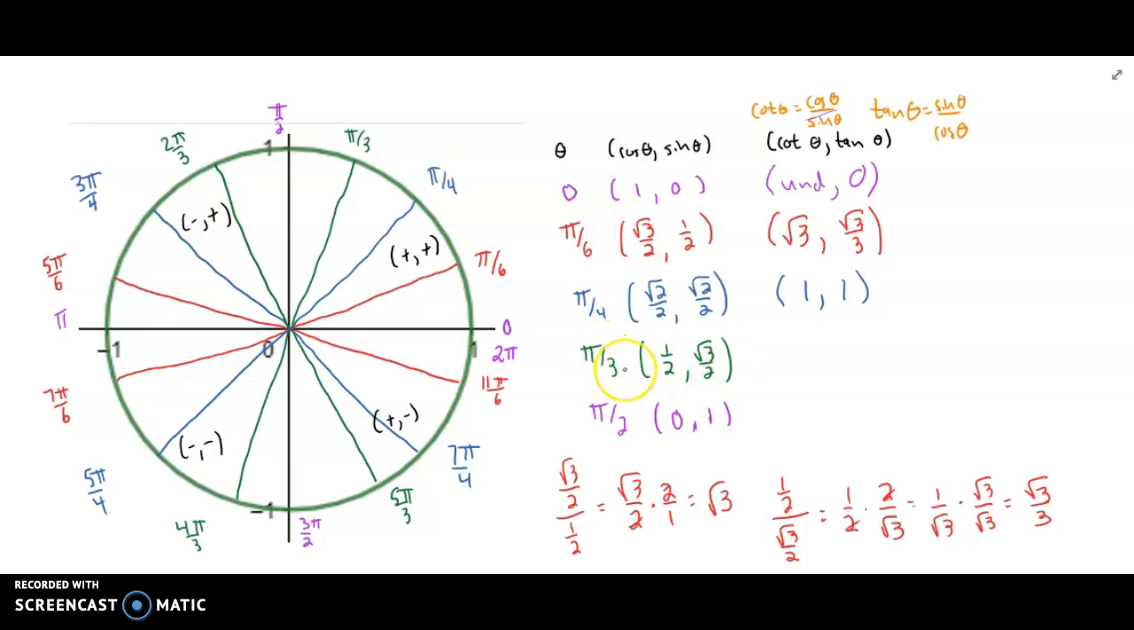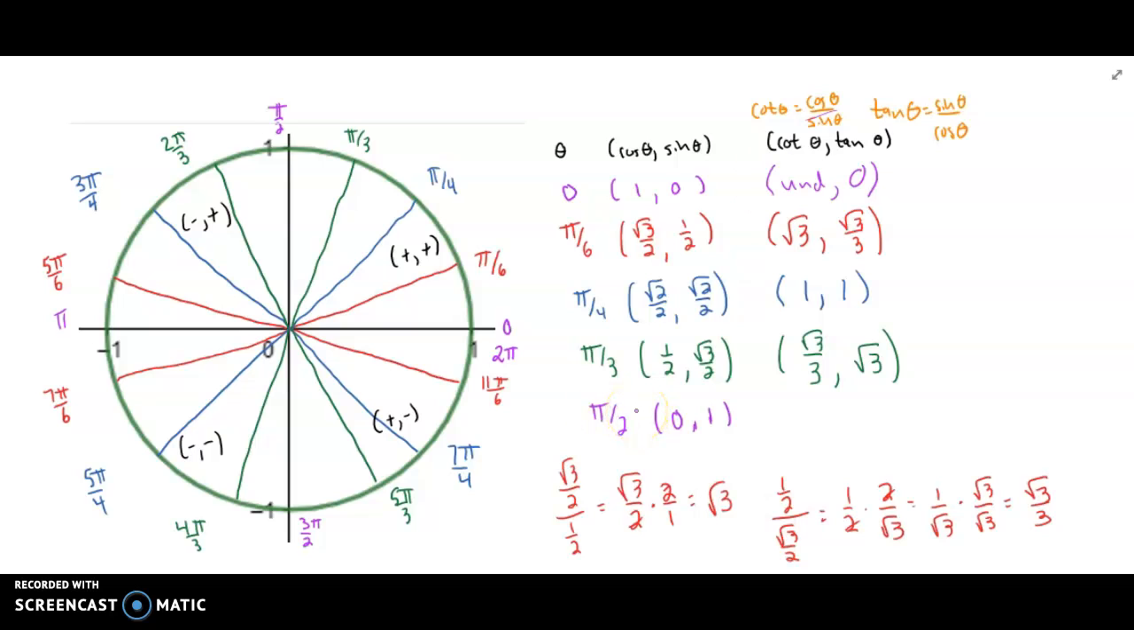Now we already know what we could probably predict anyway. What's going to happen at pi over 3, just like we did with the sines and the cosines, the secants and the cosecants, things are going to switch because you're switching the sine and cosine values. So when we had the values at pi over 6, cotangent was root 3, tangent was root 3 over 3. That's going to change when we get to pi over 3. It's going to become root 3 over 3 for the cotangent and the square root of 3 for the tangent. They're flipping around.